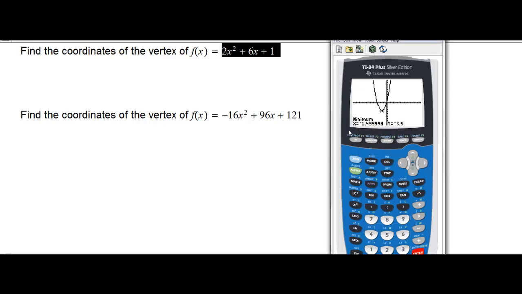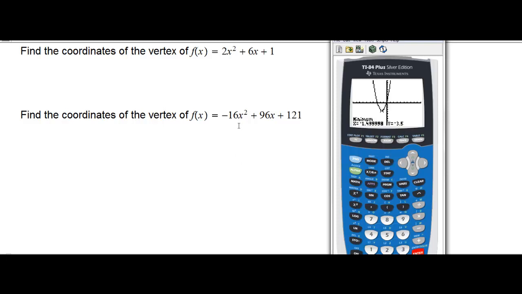So what's the minimum then? Look here. X equals how much? Negative 5. And Y is? Negative 3.5, you meant. Oh, I'm sorry, yes. Makes sense? Okay, good.